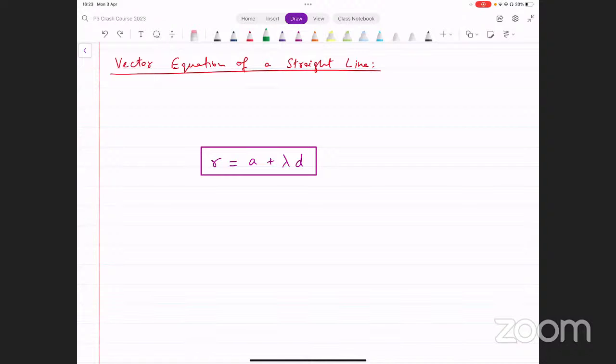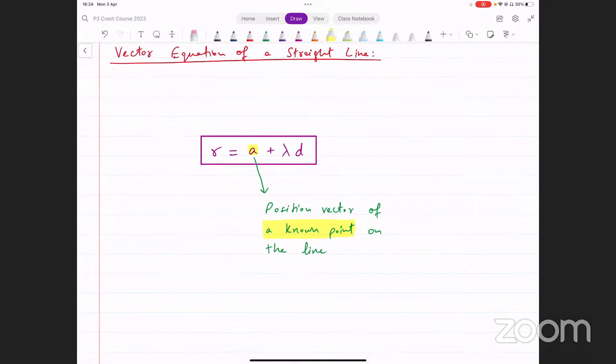Let me write that here on the side. This a is actually the position vector of a particular point on the line. So you'll have the position vector of one point that lies on the line. You would write that here in place of a. So a here is a known point. In fact, it's the position vector of a known point on the line. That's what a here means.